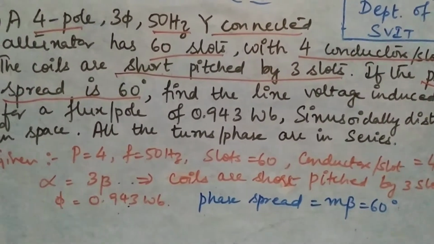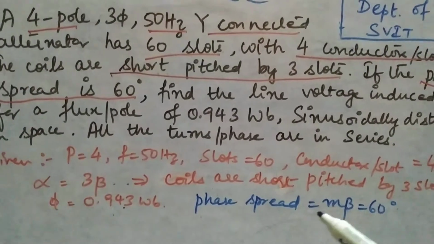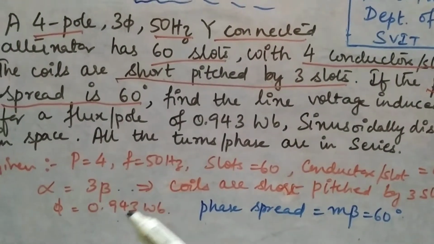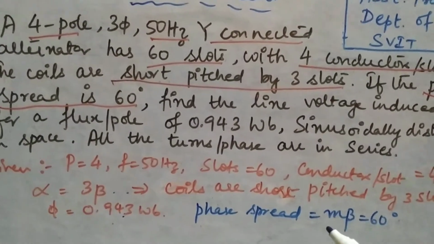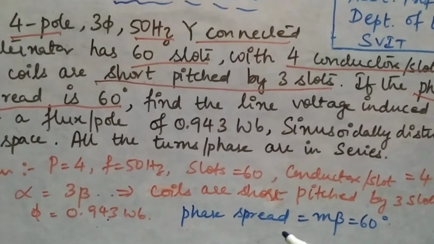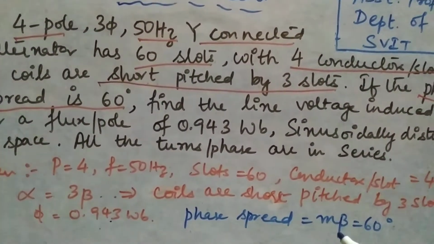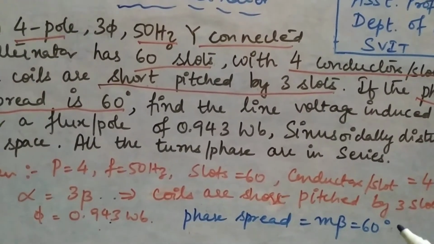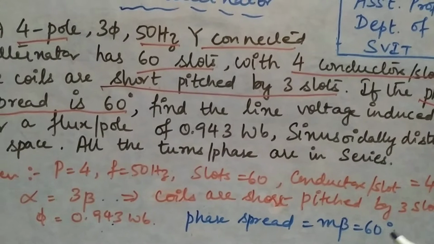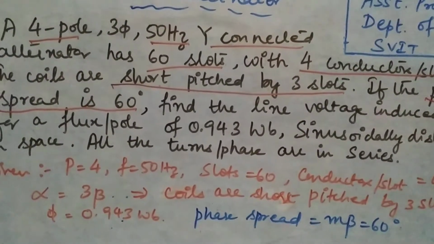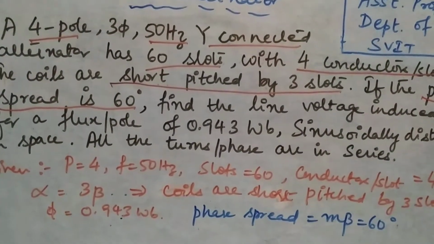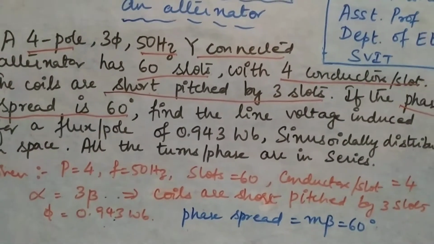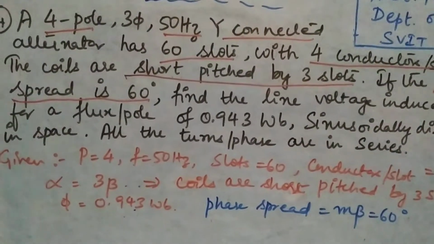So we have written the given data: poles, frequency, slots, conductors per slot as 4, alpha equal to 3 times beta, and flux is given. The new thing you observe is the phase spread, which is the product of m into beta, and it is given as 60 degrees. M into beta itself is equal to 60 degrees. That is the only difference. And what we have to find out is the line voltage which is induced, that is E line.